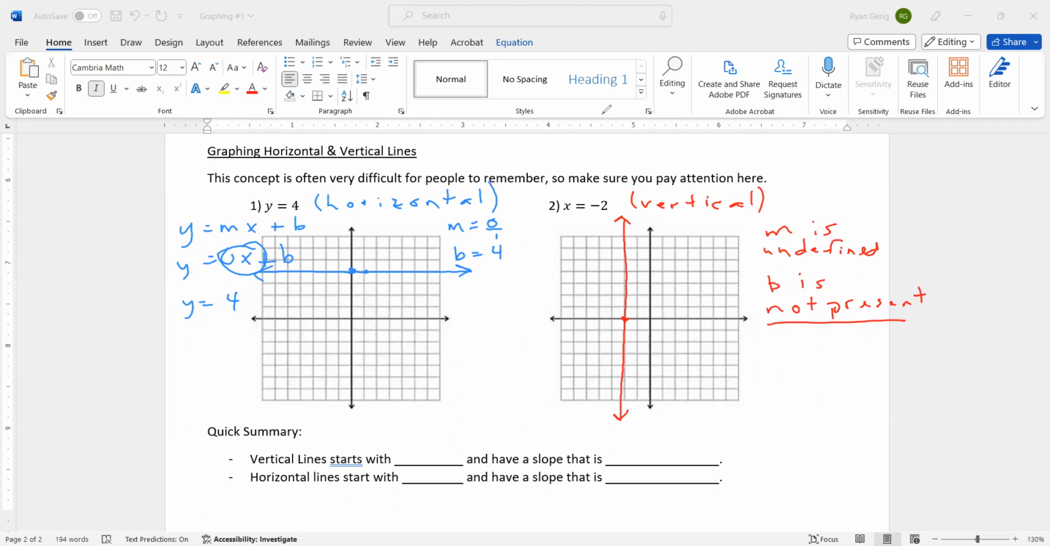So a quick summary of what I just talked about. Vertical lines start with x equals and have a slope that is undefined. Horizontal lines start with y equals and have a slope that is 0. It's one of those things that you just have to remember. We will see those often. So you need to get that as quickly as you can. That's it for graphing for now. We'll move on to the next lesson soon.